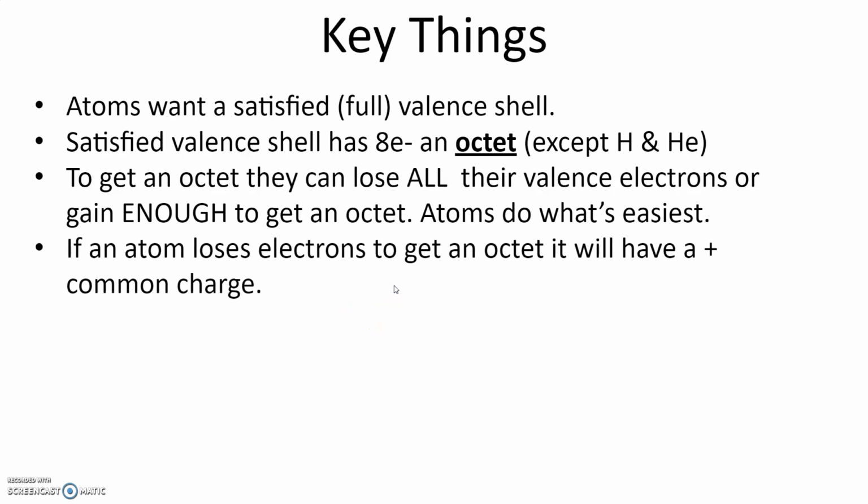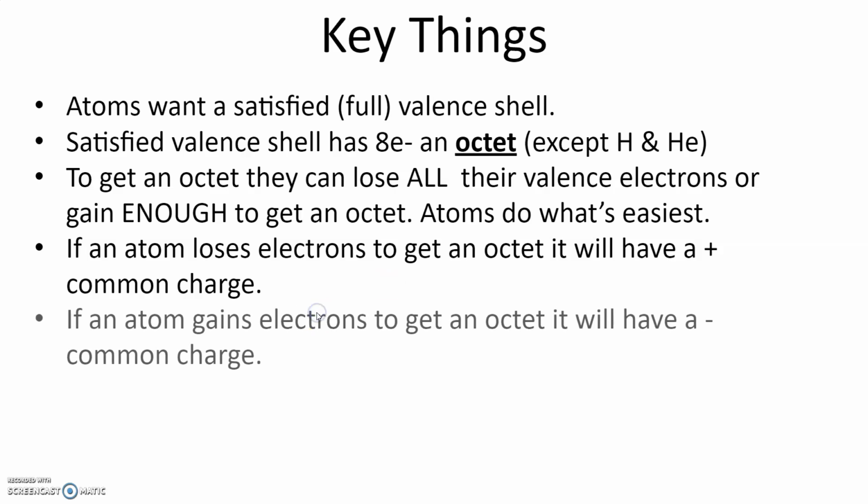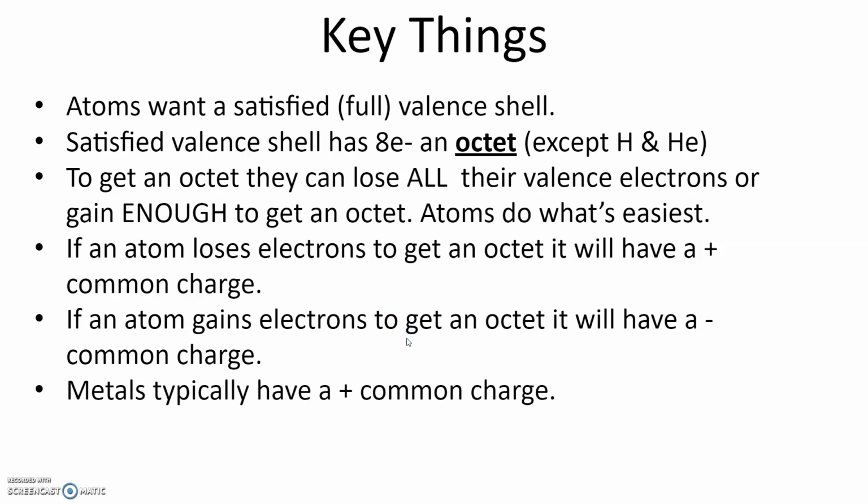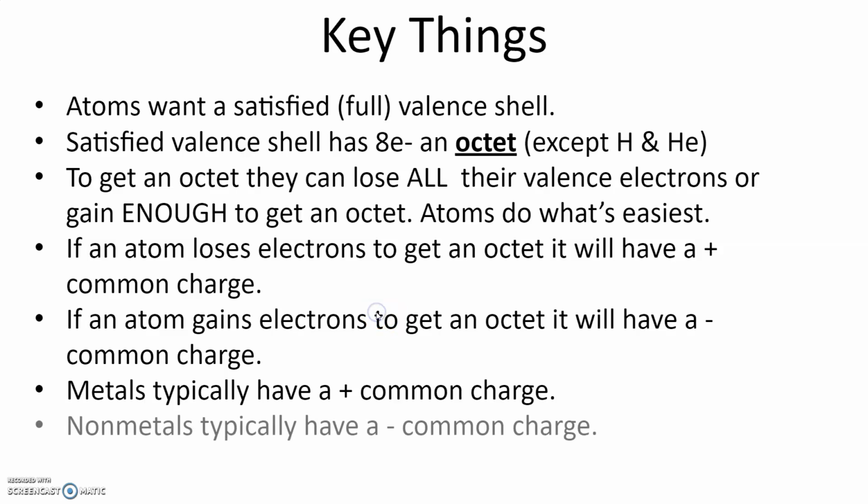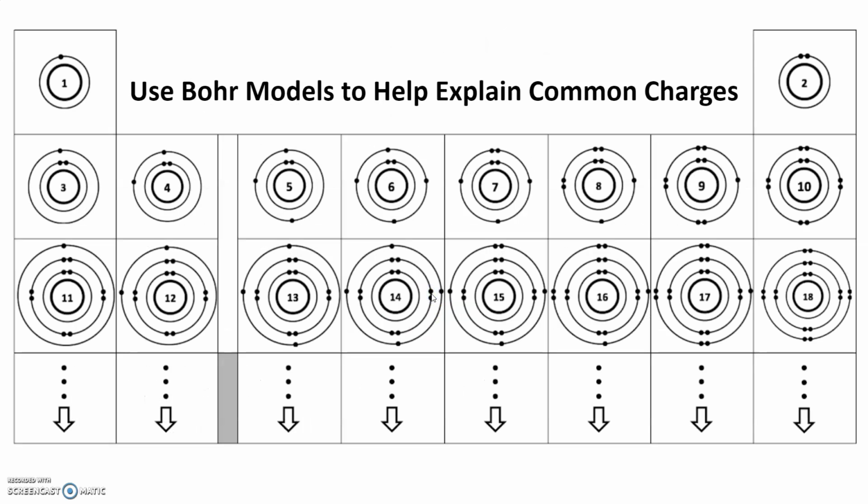Now, the atom's going to do what's easiest. And by what's easiest, I mean whichever is going to result in the least amount of electrons moved. If the easiest thing for an atom to do is to lose electrons, it's going to have a positive common charge. And if the easiest thing for it to do is to gain electrons, it's going to have a negative common charge. Final couple things: metals typically have a positive common charge and non-metals typically have a negative common charge.